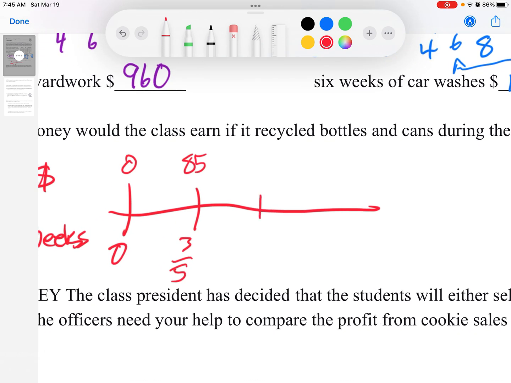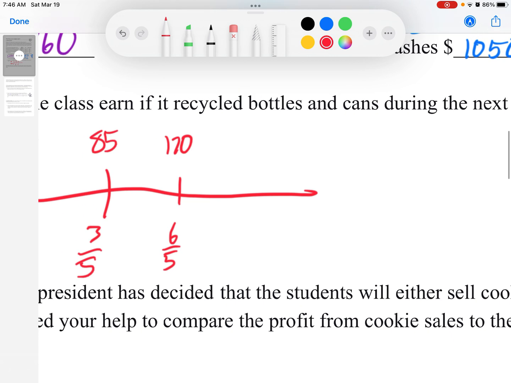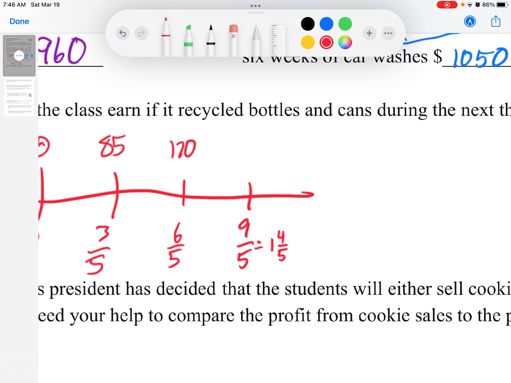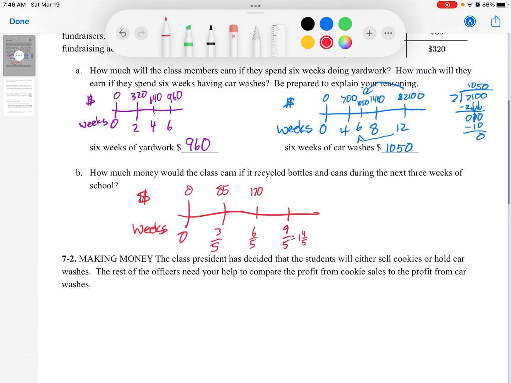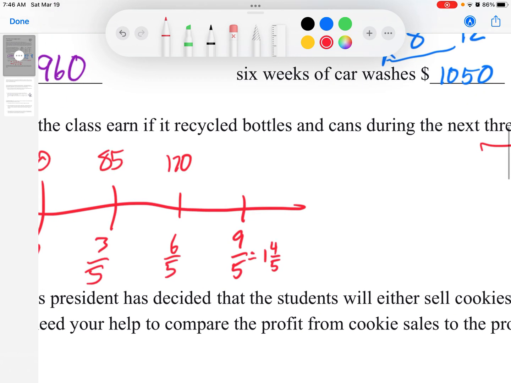Because if I double this, I get 6/5 of a week, and I double that, I get $170, right? Ooh, 6/5 is not friendly yet, right? And I could do that again, another 3/5, so that's 9/5. 9/5, keep in mind, that is 1 4/5 of a week. Okay, we need it to be 3 weeks, so we've got to keep going, right? So we'll do another $85 on that one.